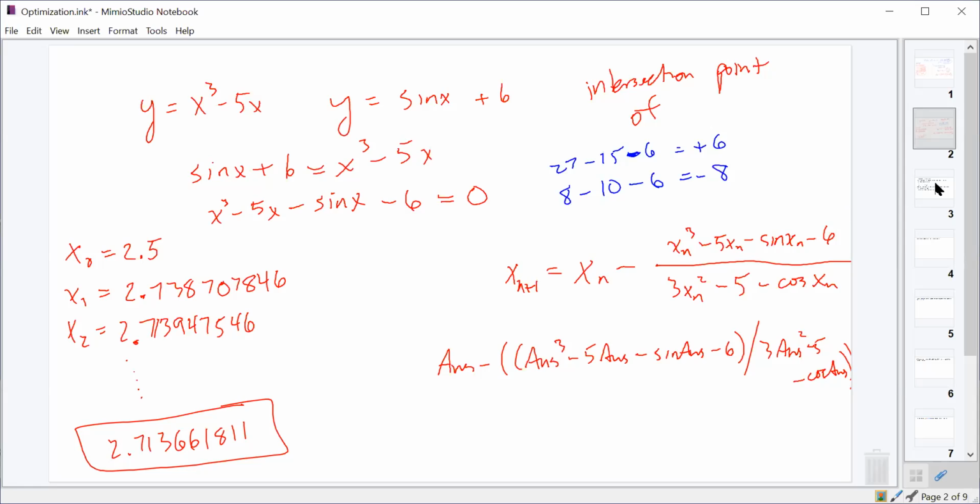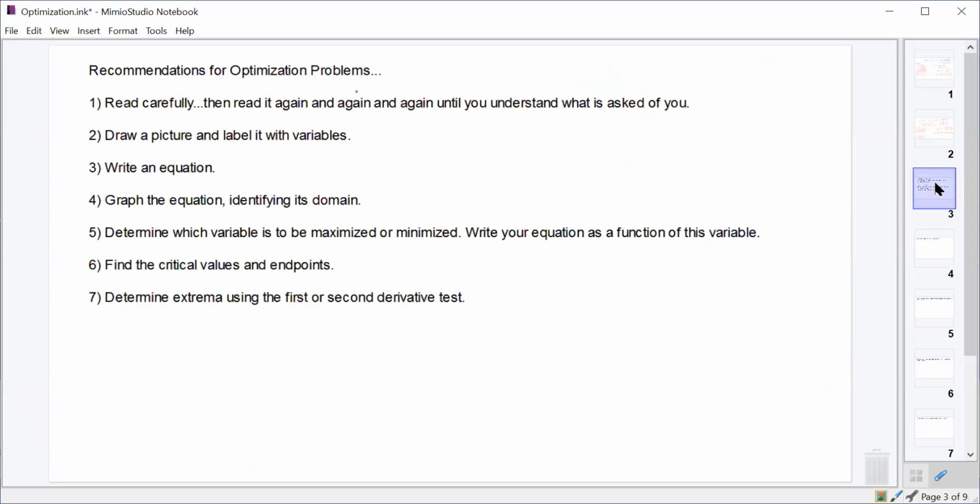Let's move on then to something new. Let's move on to something called optimization problems. Optimization problems are just another application of our derivatives. So an optimization problem is something where we are looking for the maximum or for the minimum of something, right? So suppose I have some word problem and the situation is I am looking for the maximum profit given some price. That'd be an optimization problem, right?